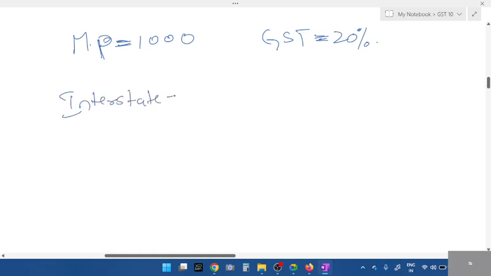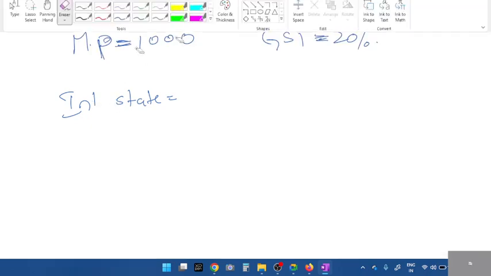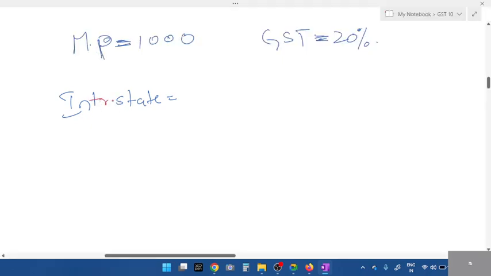Interstate. What do you mean by interstate? Same or different? I'll write not intrastate. What is intrastate? Different. Sorry. Same state. If it is same state, GST is split into how many parts, students? CGST and SGST. I'll write it. CGST, SGST.